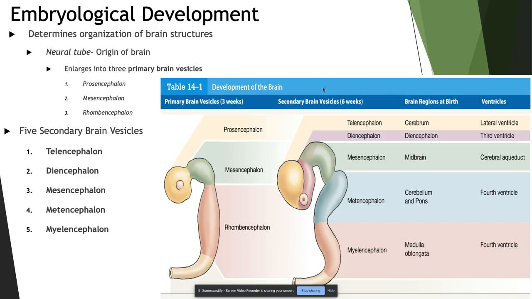The portion of the rhombencephalon adjacent to the mesencephalon forms the metencephalon. The dorsal portions of the metencephalon later become the cerebellum, and the ventral portions develop into the pons. The portion of the rhombencephalon closer to the spinal cord forms the myelencephalon, which becomes the medulla oblongata.